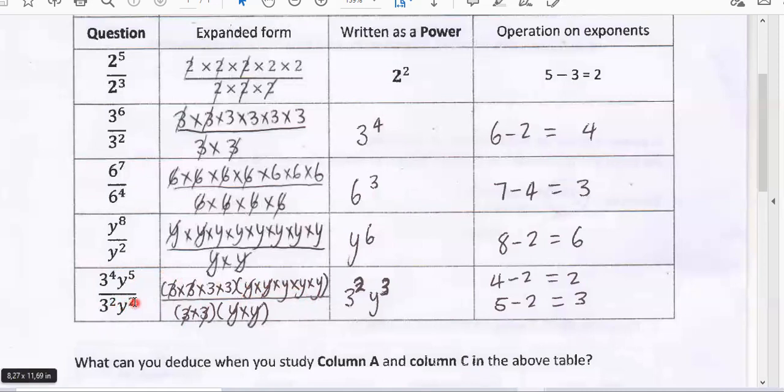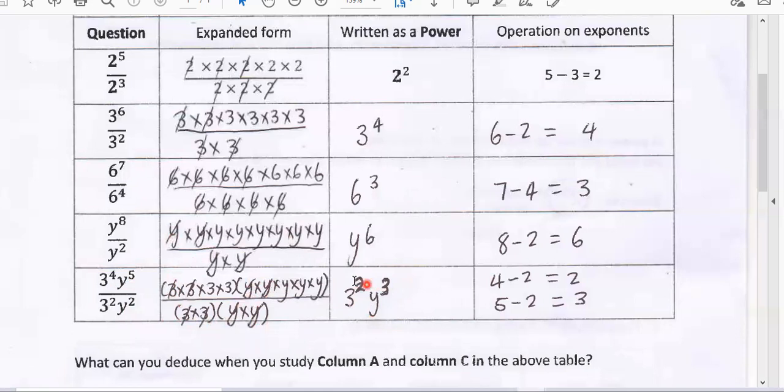Then y to the power of 2, we must multiply the base, which is y, by itself 2 times. We're going to have y times y. Now the 3's will cancel off. 3 and 3 will cancel off, and 3 and 3 will cancel off. And also y and y will cancel off, and y and y will also cancel off. So we're going to end up having 3 to the exponent of 2 and y to the exponent of 3.